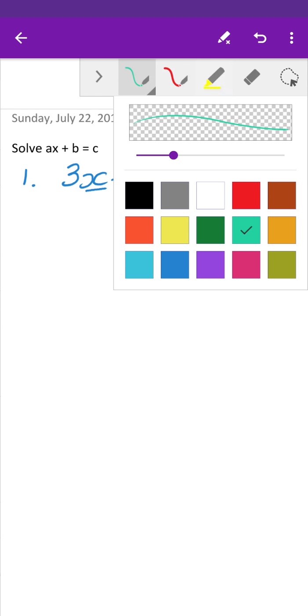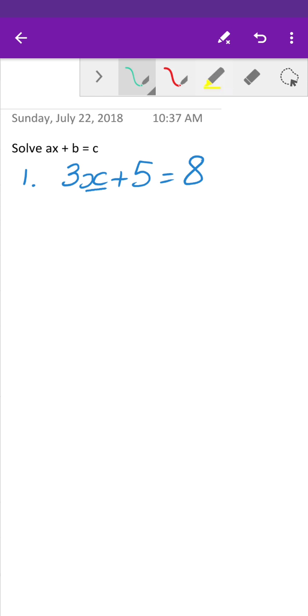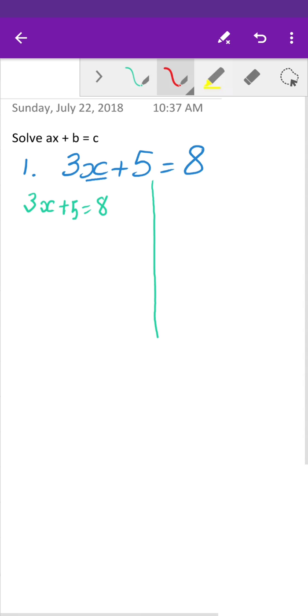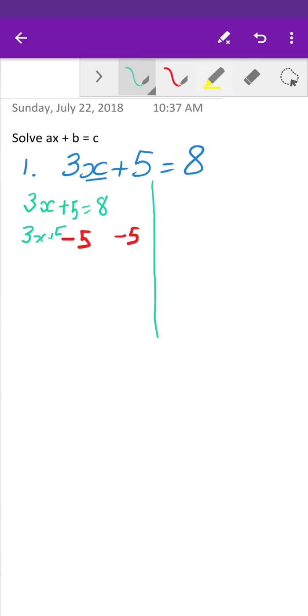So we're going to take two approaches. One approach is what's called the cancellation method, and the other approach is where you transpose the values. So I'll write the equation here. This is the cancellation method. When we've got a plus 5, if we were to subtract 5 on each side, we would have this equation: 3x plus 5 minus 5 equals 8 minus 5.